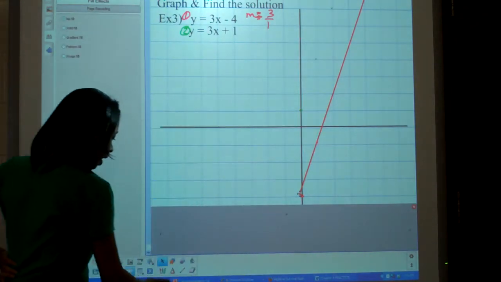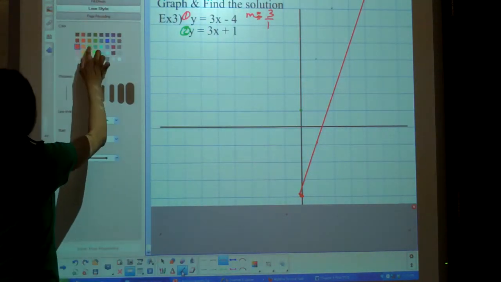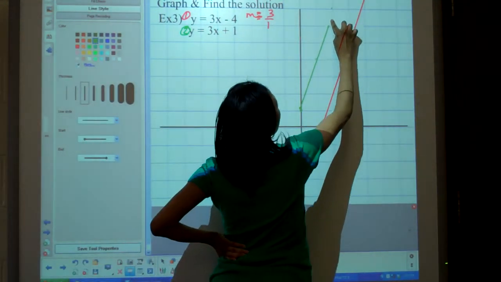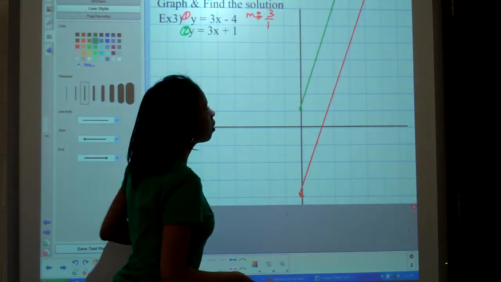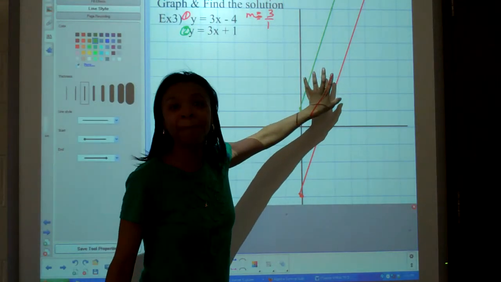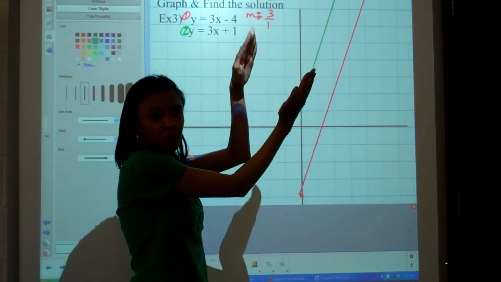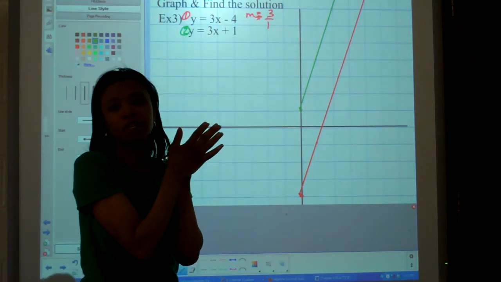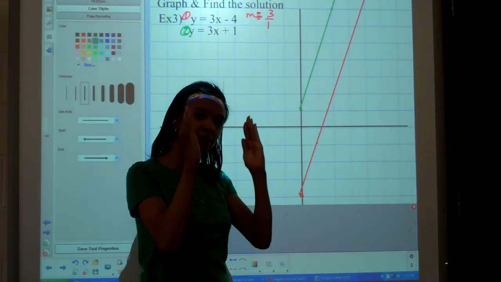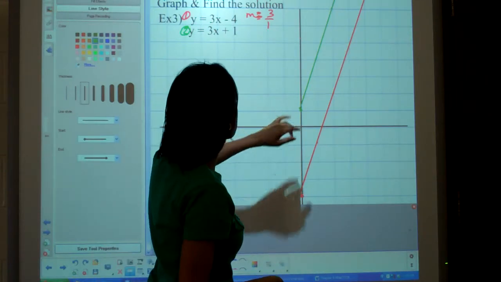Okay, and I'm going to go ahead and grab this one as well. And here it is, like so. What do we notice about these two graphs? These two are parallel. Parallel means they run the same direction, will never ever touch. It's kind of like 7 Mile and 8 Mile. Because they're parallel and they run the same direction, they will never intersect or cross or overlap.